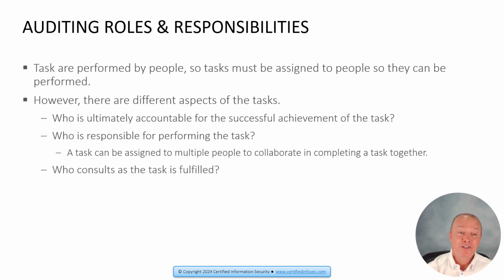Okay, well then we look to who may consult as the task is fulfilled, even though they're not responsible nor accountable for the task itself. And finally, we have others that need to be informed of the task completion and its progress. So what I've just described then is every task has a certain party who may be accountable, who may also be the same person who does the task. They would also then be responsible. And then we have others that, well, are consulted, informed, or potentially both.